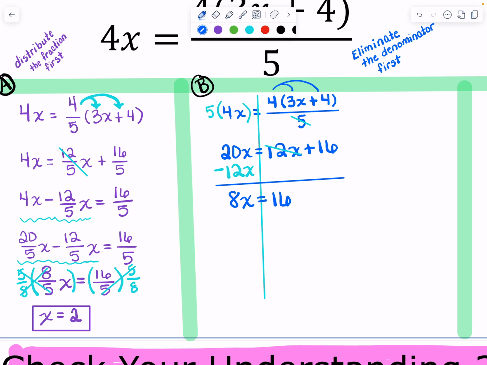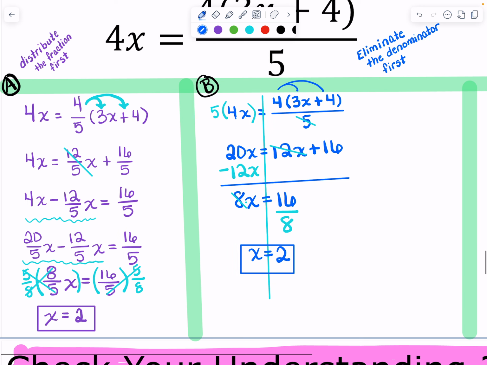Now I have 8 times x. So the opposite of multiplying would be dividing. So I get rid of the 8 on the left side, but I have to divide it on the right side. So I'm left with x equals 2. Same solution that I had before. This time I just got rid of the fraction up front. Now, out of A and B, which one's your favorite?